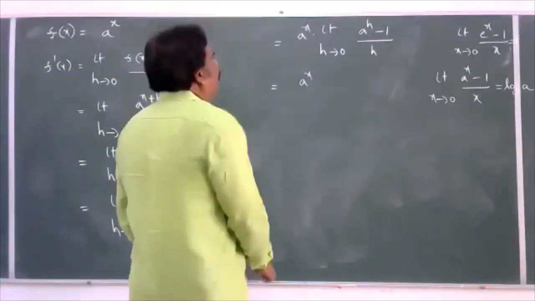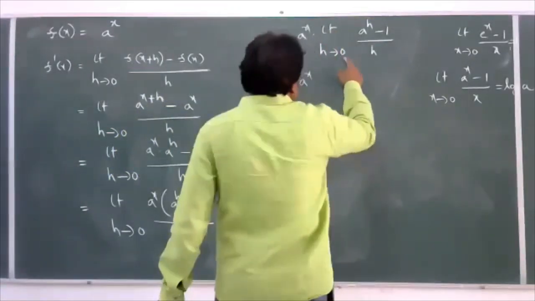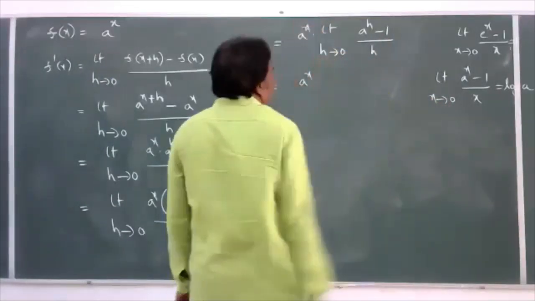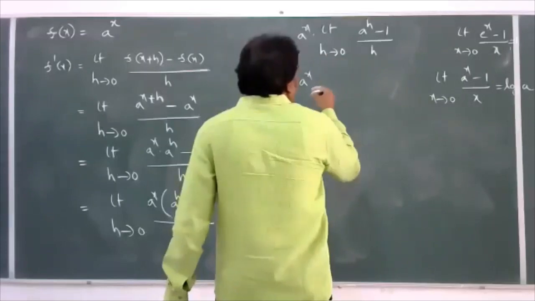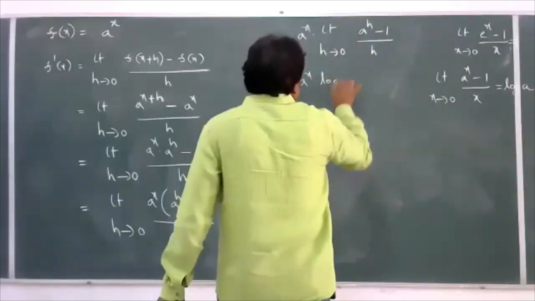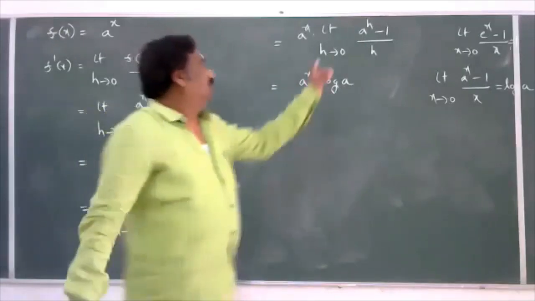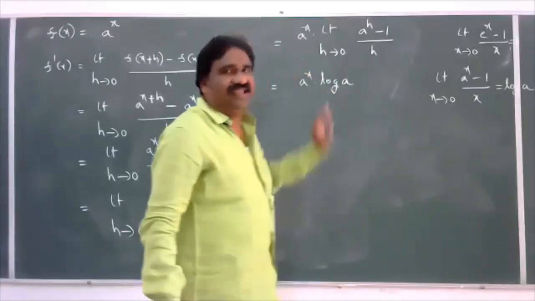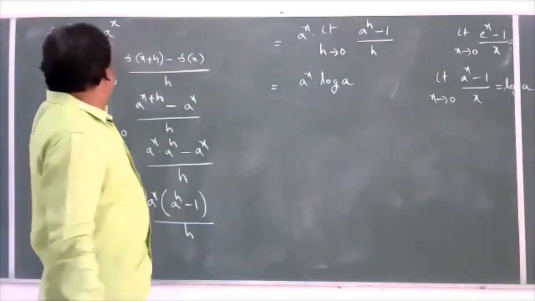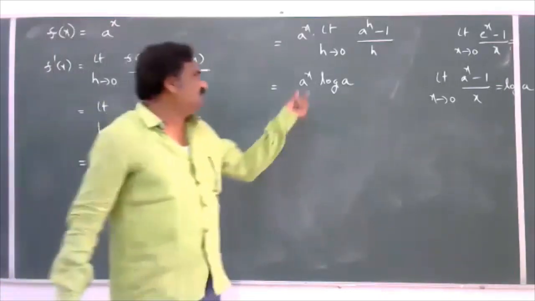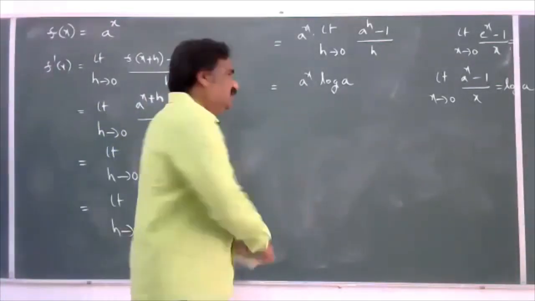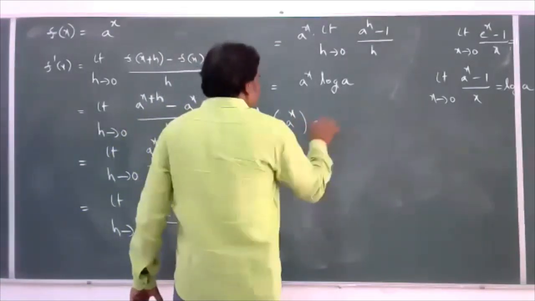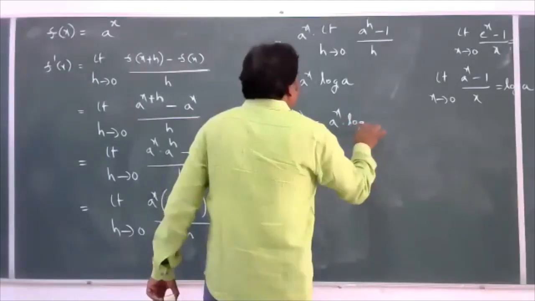By using that formula, here limit h tends to 0, a power h minus 1 by h, instead of x, here h is given. That is log a. Therefore, the derivative of f of x is equal to a power x, which is a power x into log a. That is d by dx of a power x is equal to a power x into log a.